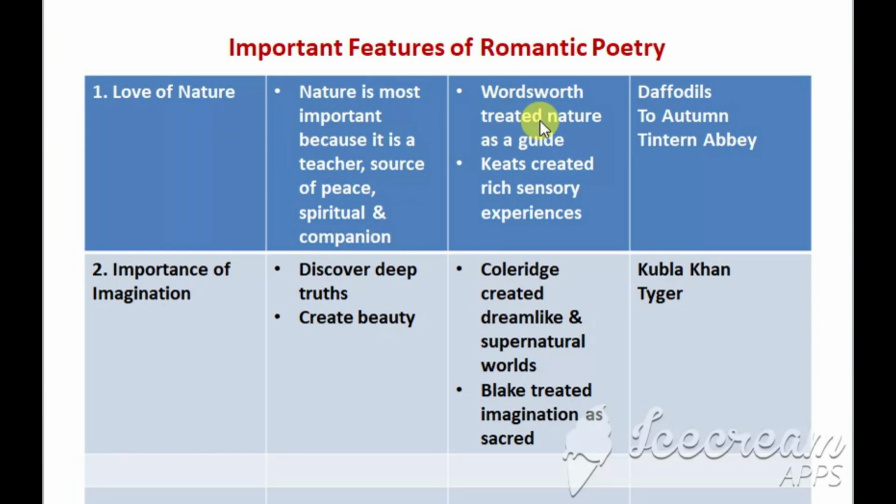William Wordsworth treated nature as a guide, and John Keats created rich sensory experiences through nature. Famous poems include Daffodils, To Autumn, Ode to Autumn, and Tintern Abbey.